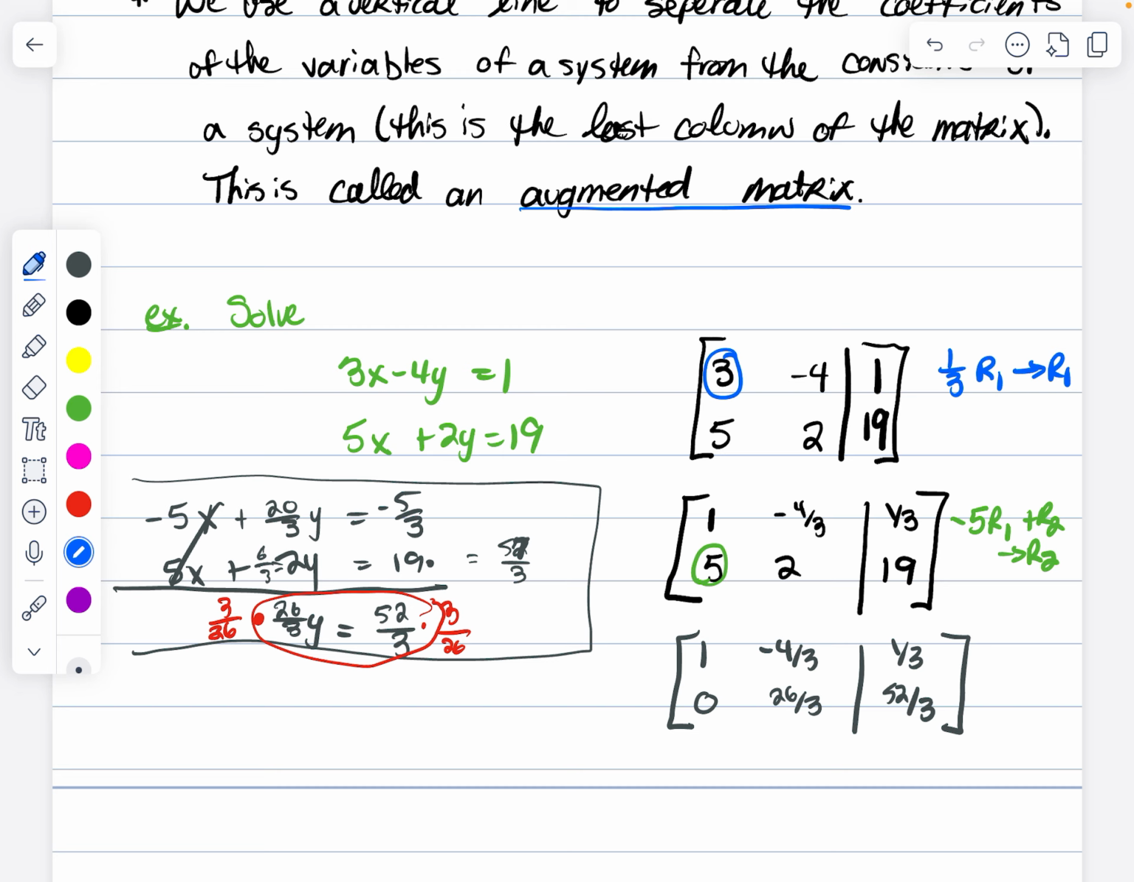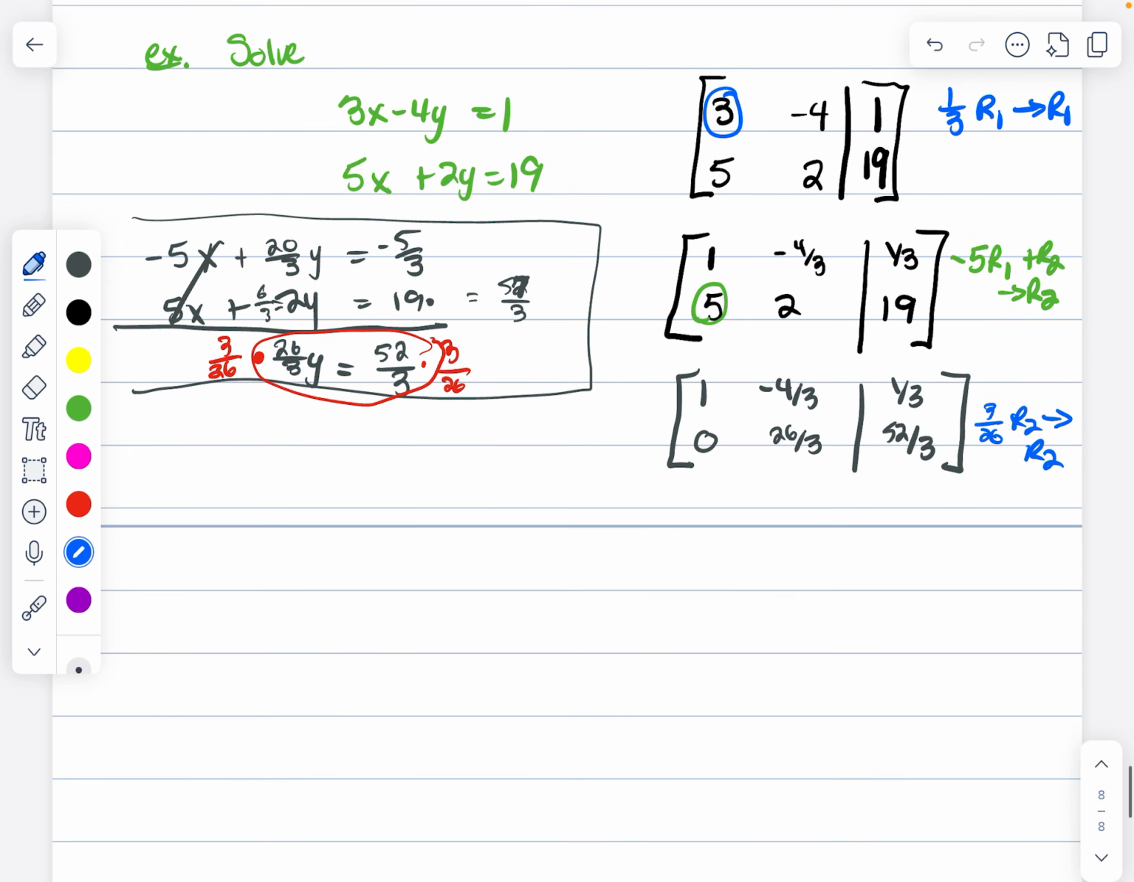So we multiply row 2 by 3 over 26, and we're going to replace it in row 2. All right, so you can feel free to pause the video and do that work yourself. But what we should come out with is 1, negative 4 over 3, and then 1 over 3, 0, 1, 2.